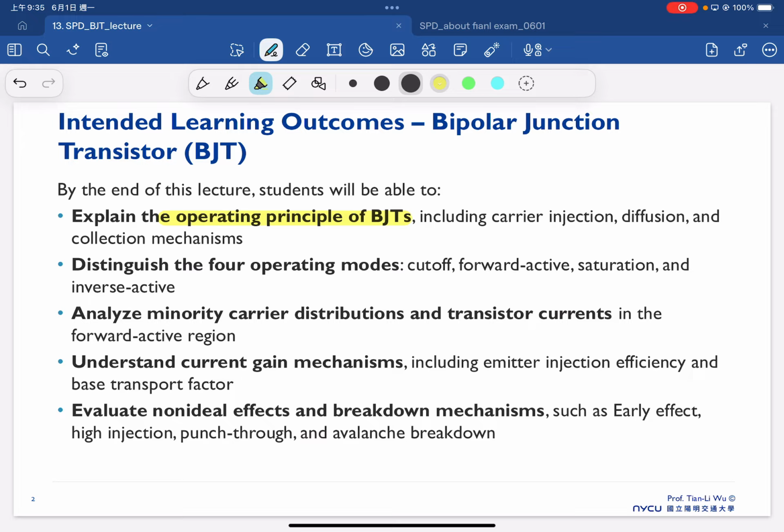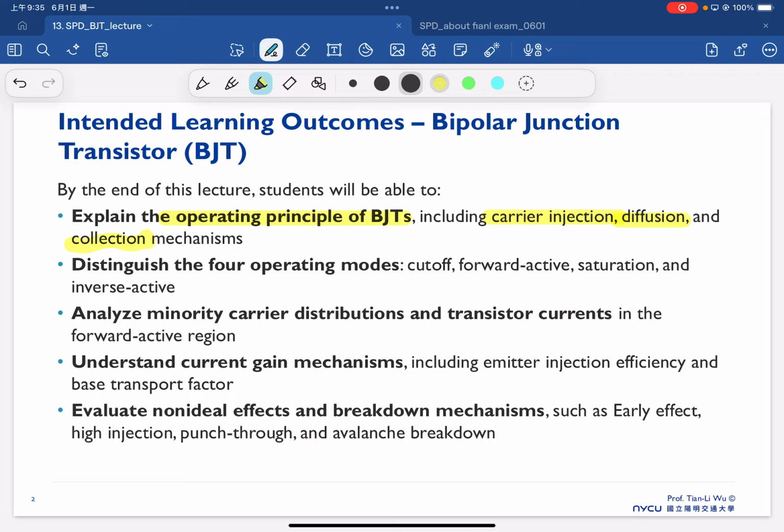Okay, so first of all, we will explain the basic operation for the BJT. That's very important, especially because the operation principle of the BJT is pretty different compared to the MOSFET. To be honest, the MOSFET is easier than the BJT, because for a bipolar transistor we have to take into account both electrons and holes. So therefore the carrier injection, diffusion, and also the collection mechanism are very important for the BJT.